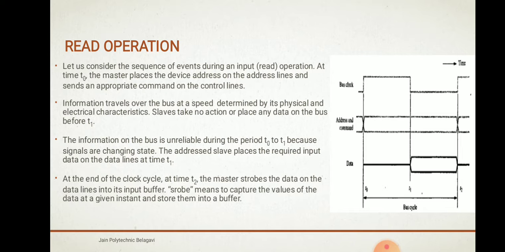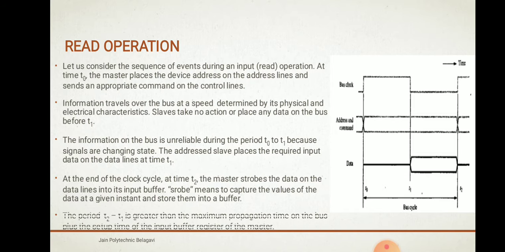At the end of the clock cycle, at time T2, the master strobes the data on the data lines into its input buffer. Strobe means to capture the values of data at the given time. The period T2 minus T1, as you can see here, is greater than the maximum propagation time on the bus.